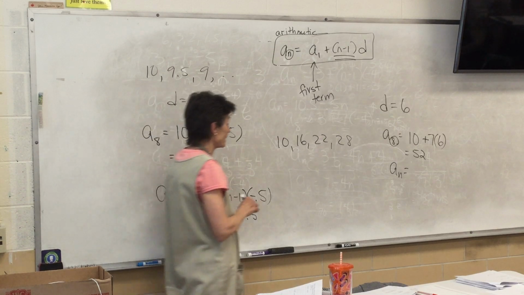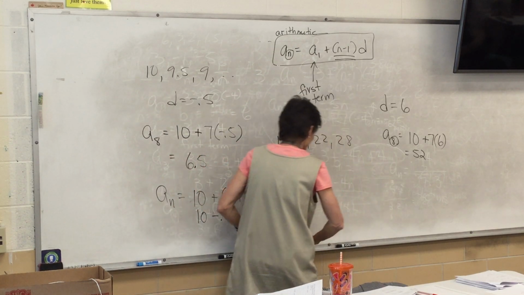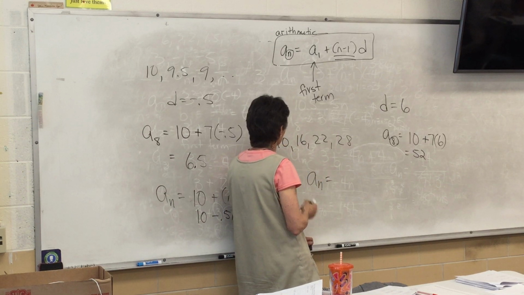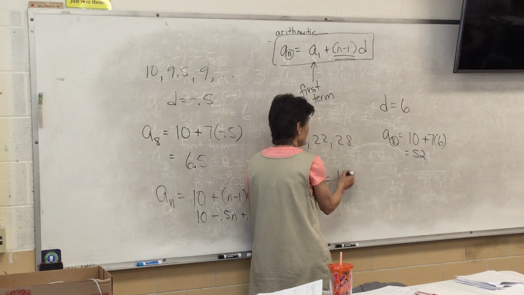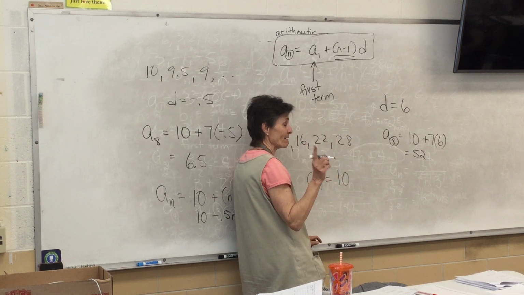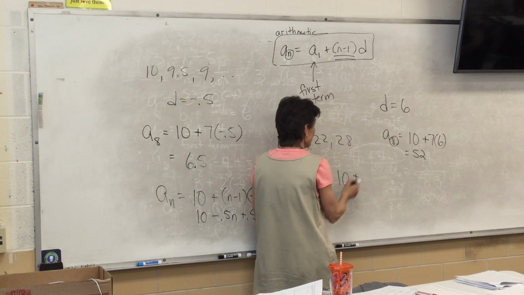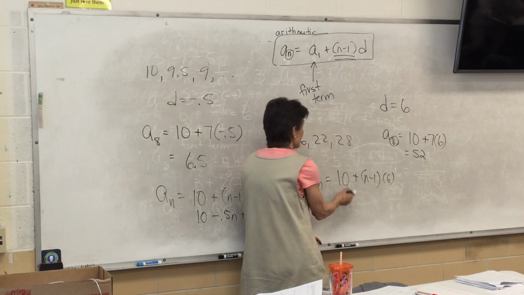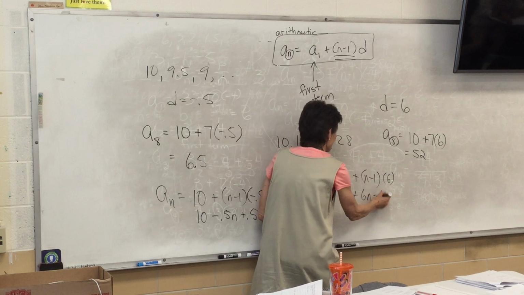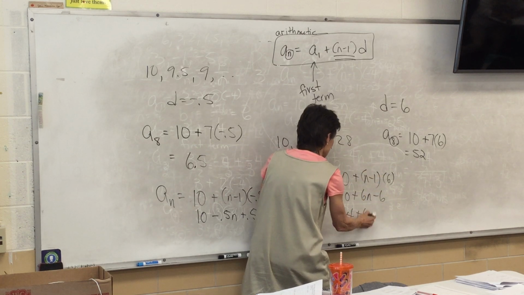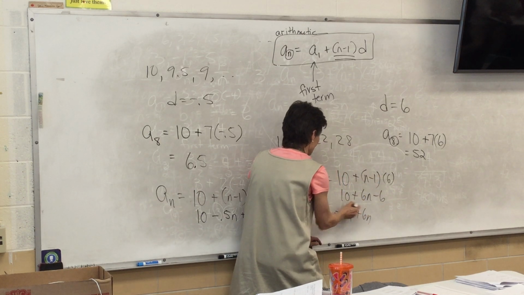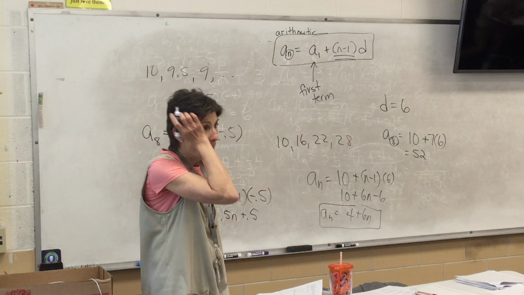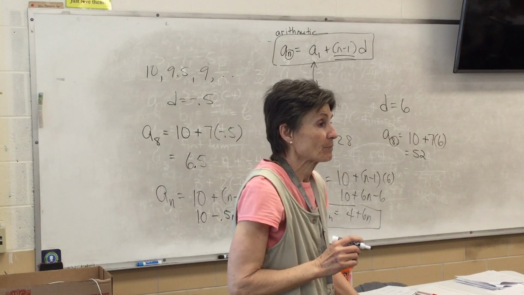All right, so did you get an explicit formula? Did you get an a sub n? What did you write down? a sub n equals 10 plus n minus 1 times 6. So 10 plus 6n minus 6. So if you said 4 plus 6n, you are exactly right. Did I do that too fast? Some people already had it done. I was checking to see if they were right.